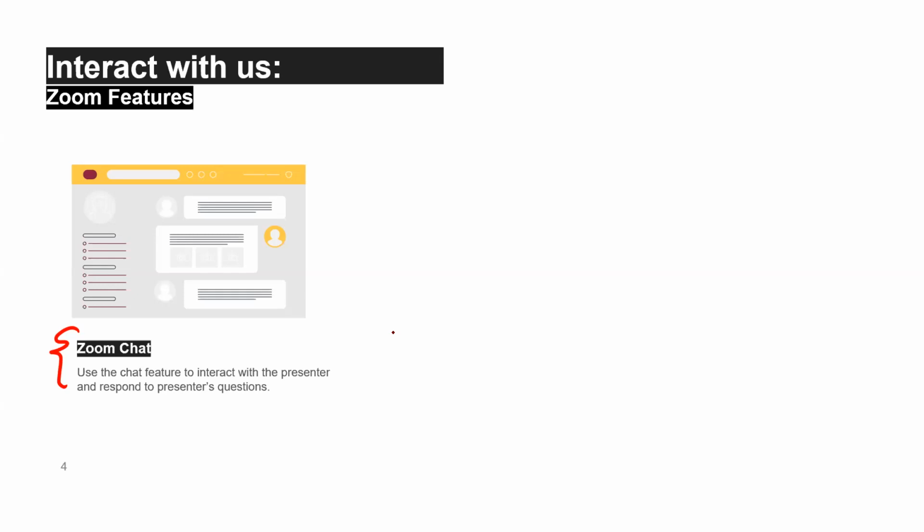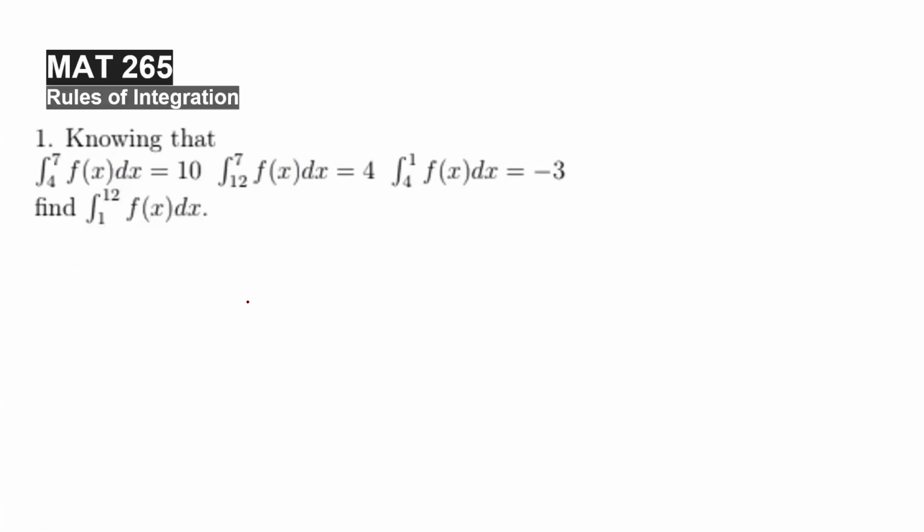Now then, let's take a look. So first, we're going to practice a little bit of rules of integration. So in this first column, it says knowing that, and it tells us the integral of some function f of x from 4 to 7 is equal to 10. The integral from 12 to 7 is equal to 4. The integral from 4 to 1 is equal to -3. And knowing all these three properties of f of x, it wants us to find the integral from 1 to 12 of the same function f of x, right?